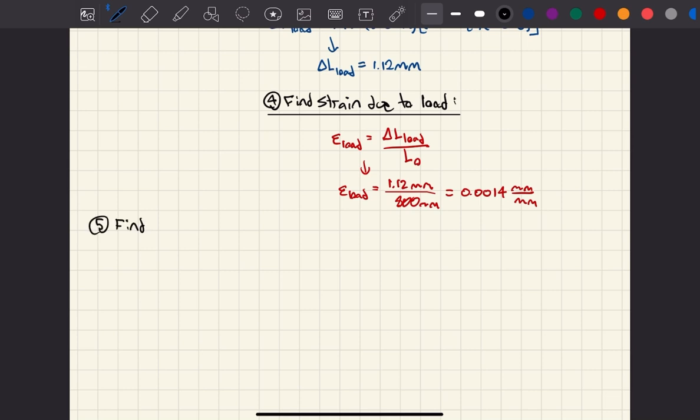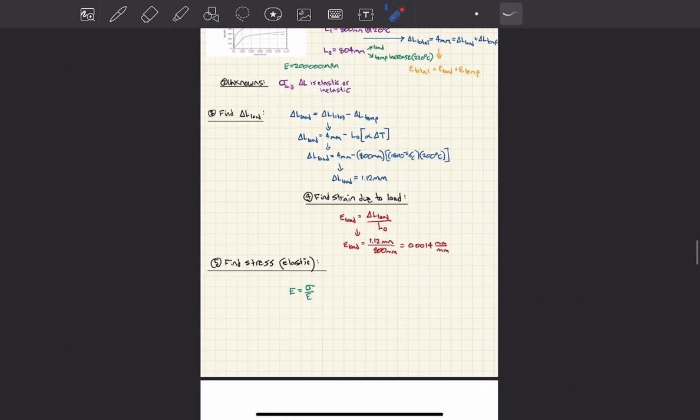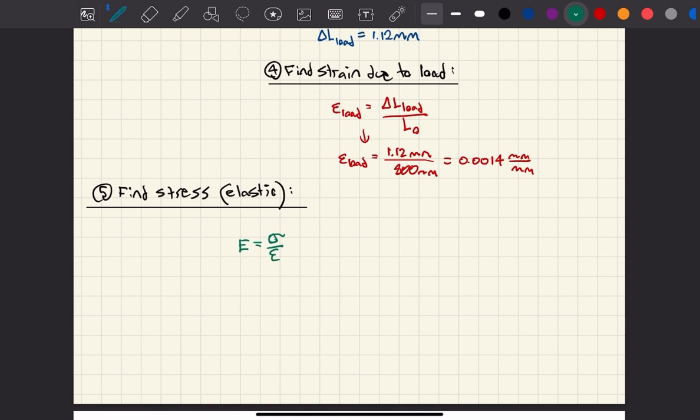Lastly, we're going to find stress. We're going to remind ourselves that it is elastic. We're going to use our lovely formula. Young's modulus is equal to stress over strain. Remember, this is only valid for the elastic region. We didn't use it for the total strain and the strain due to the temperature increase, because it's not in the elastic region. If we rearrange this formula, we get the stress due to the load is equal to Young's modulus multiplied by the strain due to the load.